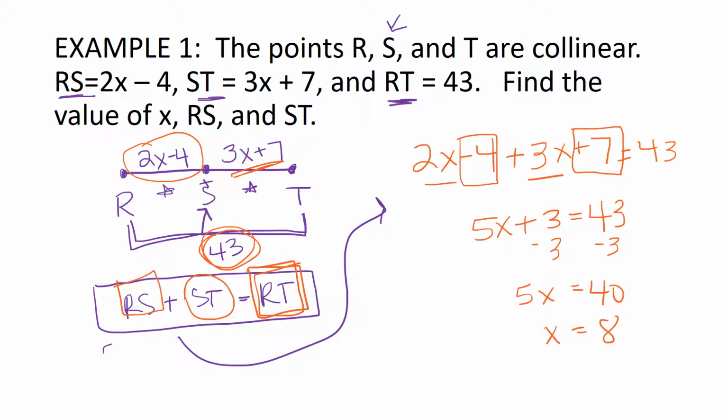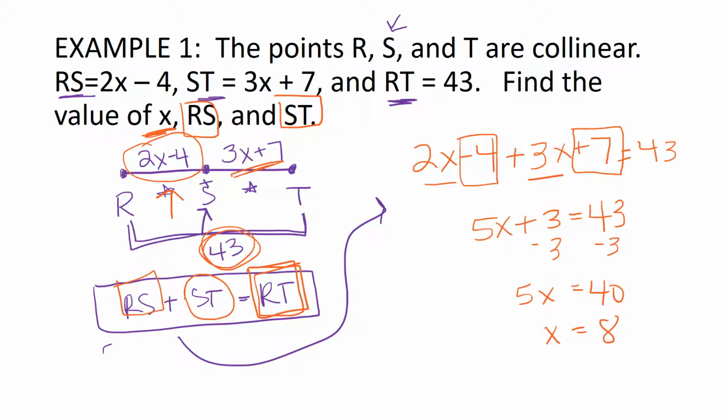Okay, but it didn't want me to just find x. It also wants me to find RS and ST. So how am I going to do that? How do I figure out what RS and ST are? Can I just look at the picture and be like, well, that's 32 and that one looks about 14? No, that doesn't add up to 43. So I have to figure it out mathematically.